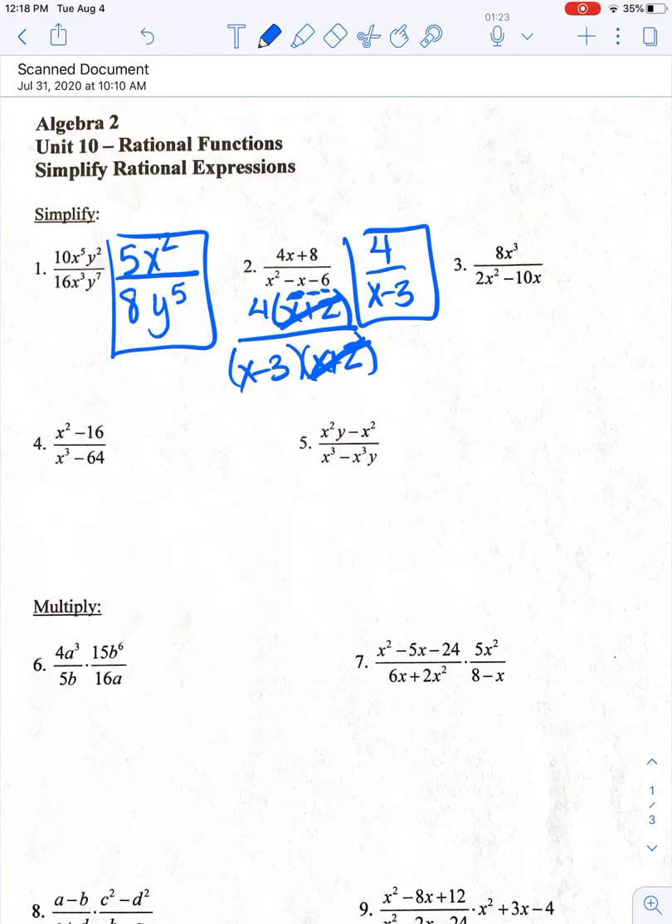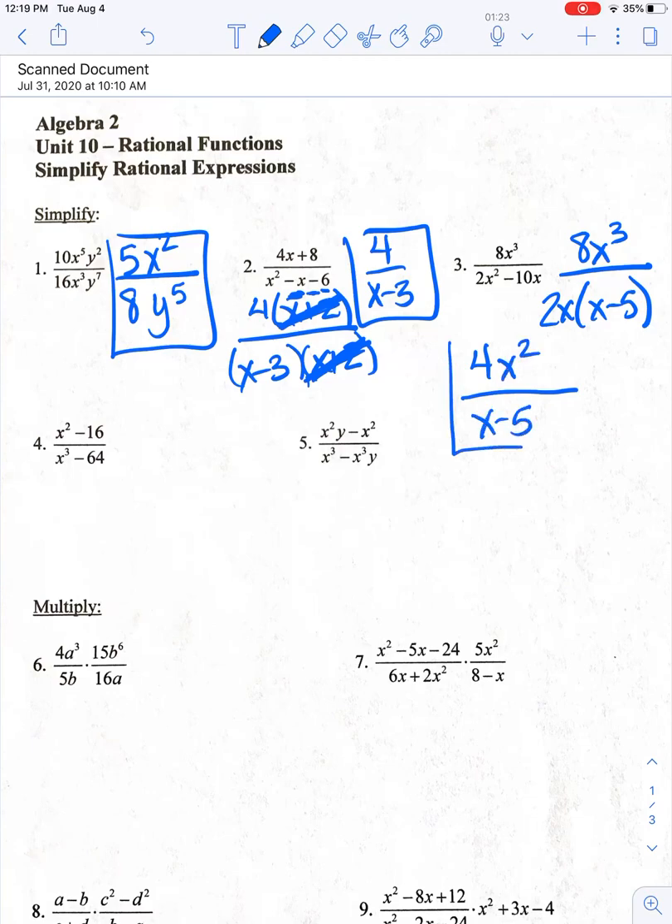Number 3, the top, I can't do anything because it's a monomial, so I'm going to leave it be. On the bottom, I'm going to GCF again. I'm going to GCF a 2 and an x, and that leaves me with x minus 5. Now, normally when you cancel, you can only cancel things that are exactly the same, like the x plus 2 and the x plus 2. But if they are monomials, you can kind of chip away at them a little bit like we did in number 1. So with the 8 and the 2, that's going to reduce to a 4. And the x and the x cubed is going to reduce to an x squared on top. And then I'm just left with the x minus 5 on the bottom.